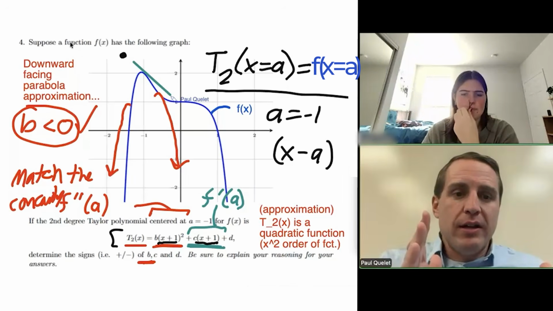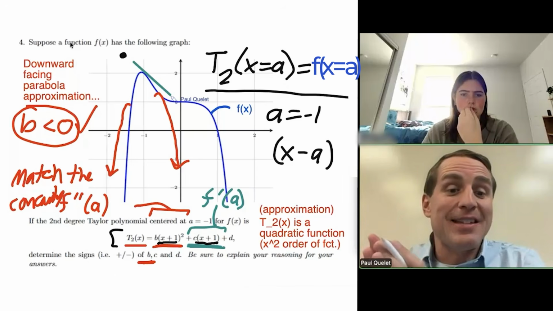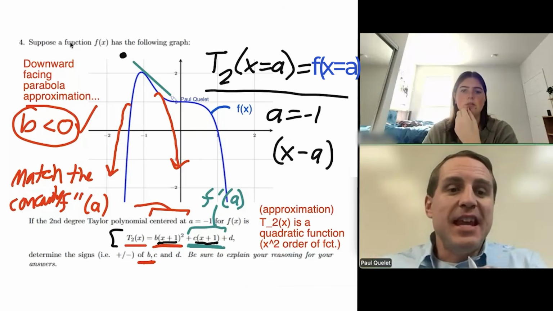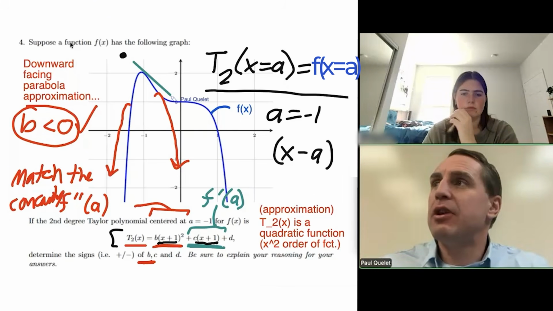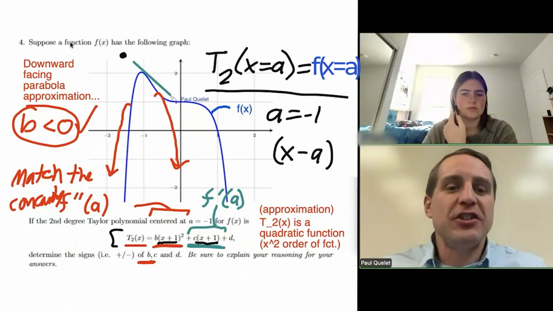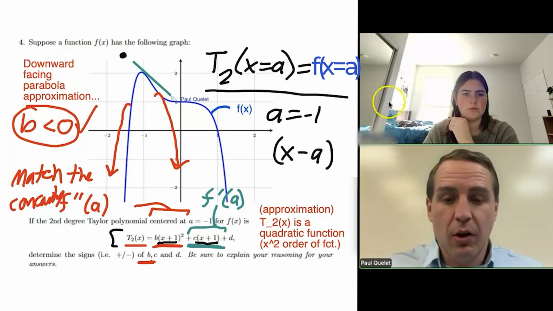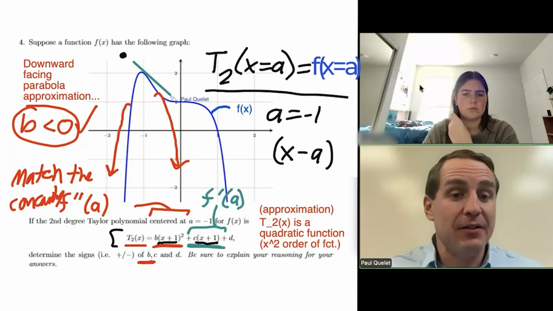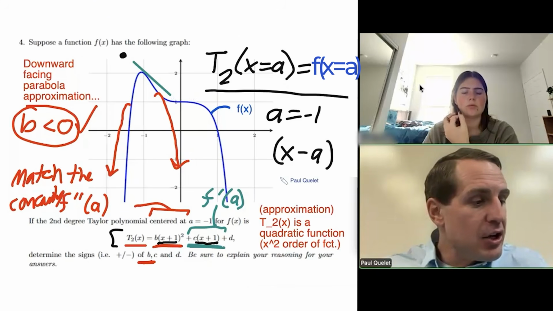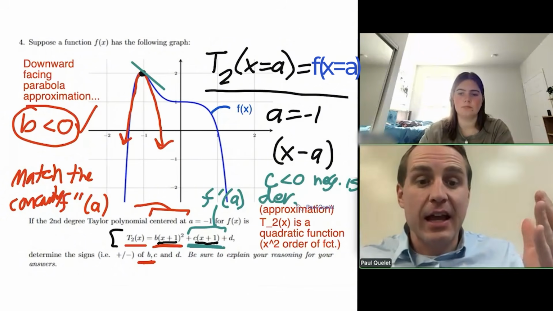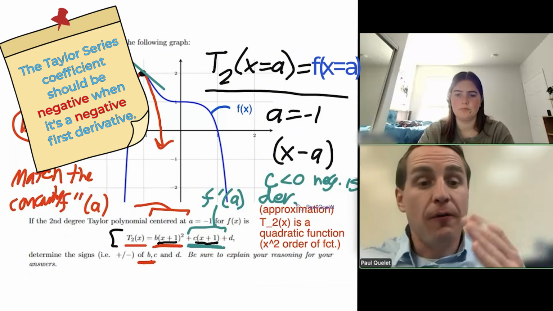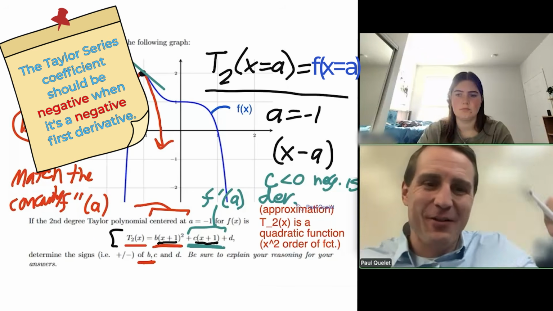Let me be clear about this. All the x plus 1 does is say, let's approximate at a equals -1. C is what we call the Taylor series coefficient. The coefficient says how much stock or influence that term has. And clearly what we're saying is, we want the first derivative to be negative to get as good of an approximation as possible. So that means c should be less than 0. Again, it's a negative slope. Another way of saying that is the Taylor series coefficient should be negative when it's a negative first derivative.